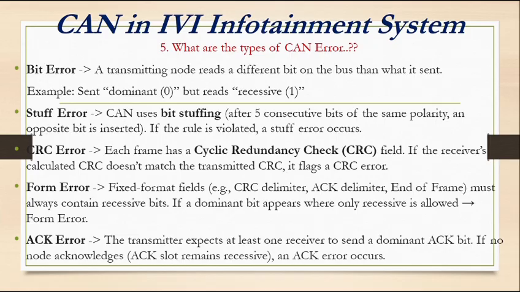Stuff error. CAN uses bit stuffing after 5 consecutive bits of the same polarity. An opposite bit is inserted. If the rule is violated, a stuff error occurs.